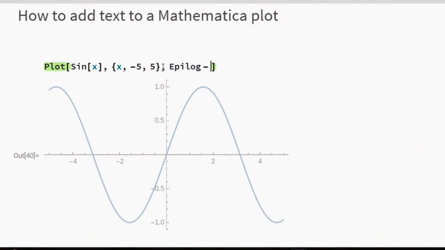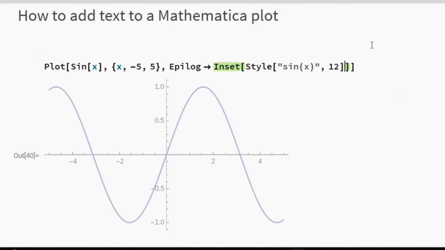type Epilog and put your arrow, and then we're going to make it an Inset, and inside that you're going to type Style and put another pair of square brackets, and now finally you're going to give what the label of your graph is. So I'm going to just put Sin[x], and you can also put what you want the font size to be, so I'll just put 12 there.